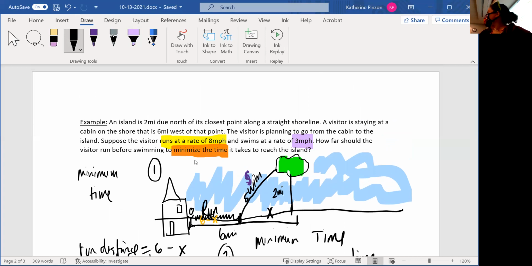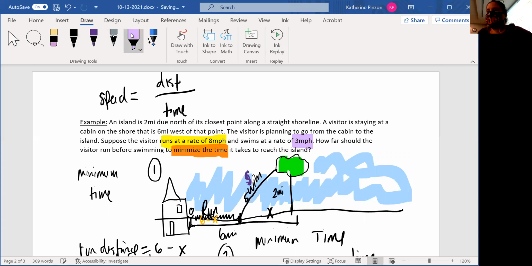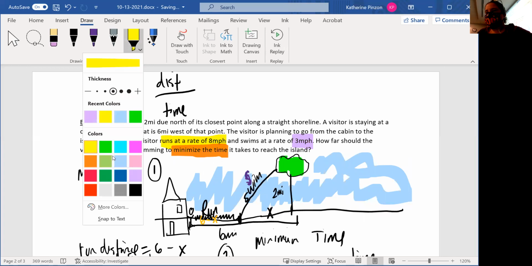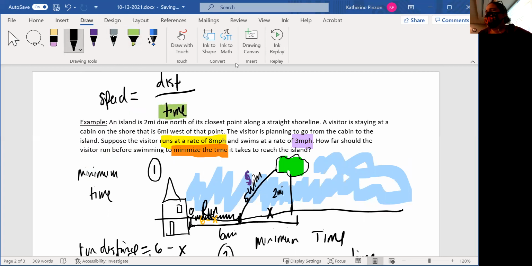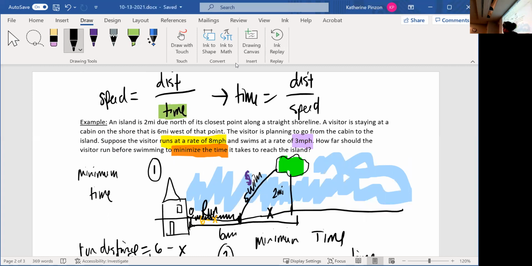Let's write down something that we do know. Okay, speed is in miles, distance per hour, time, yeah? If I want to get to time, new color. If I want to get to time, how do I solve for time? Distance over speed. Time is distance over speed. Yes, multiply both sides by time, divide both sides by speed. Yeah, so time is distance over speed.